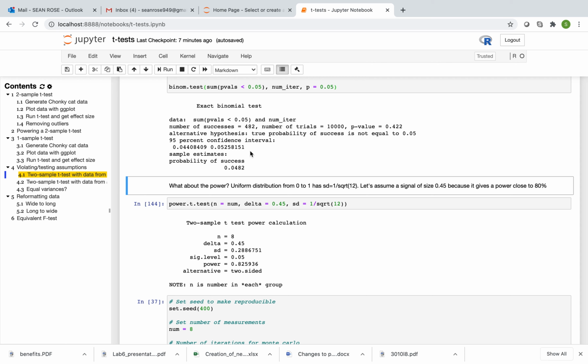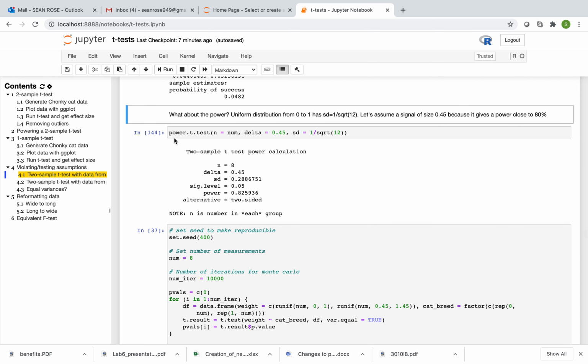To simulate that, we're first going to run a little power analysis on the uniform distribution. The uniform distribution from 0 to 1 turns out to have a standard deviation of 1 over square root 12. Honestly, I just looked that up on Wikipedia. You can derive it real quick if you want to. I'm going to power the t-test assuming num measurements, that's measurements per group, so 8 measurements per group. And it even says that in the result, n is number in each group. I'm going to assume a difference in the means of the two distributions of 0.45, and then plug in a standard deviation of 1 over square root 12.